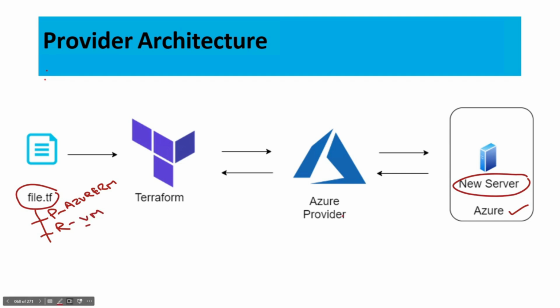Then we are going to run a command called terraform init. As we have discussed, terraform init is going to download the AzureRM provider to my local machine in a dedicated folder called .terraform. And then this AzureRM provider is responsible for connecting to my Azure API. And then I'm going to run terraform apply to create the virtual machine inside my Azure subscription.